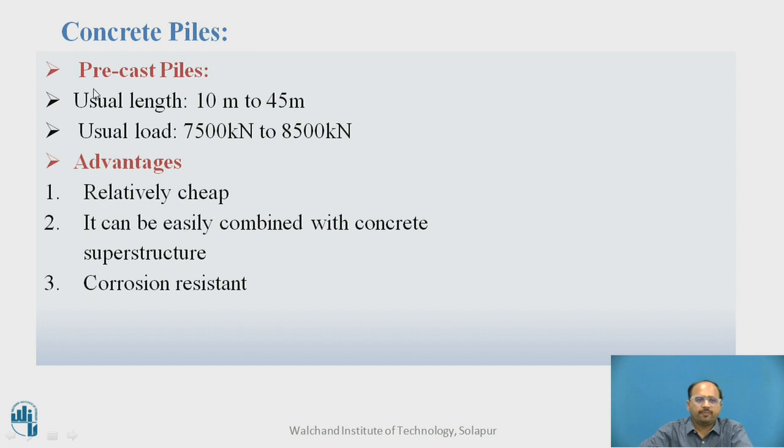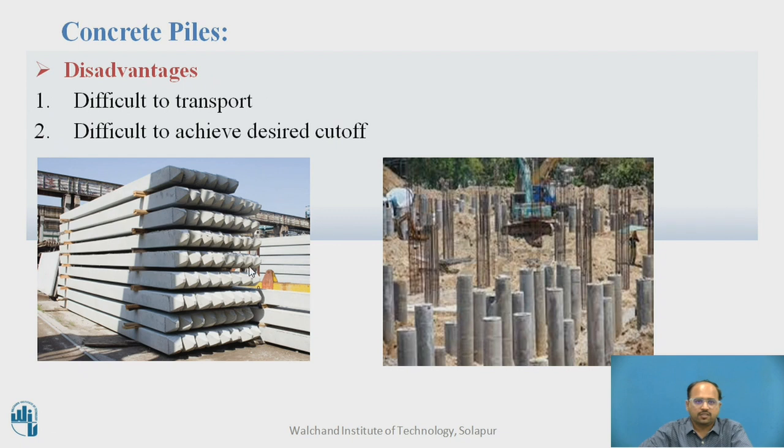Concrete pile. In concrete piles, precast pile, the usual length is 10 meters to 45 meters. The maximum usual load taken is 7500 to 8500 kilonewton. The advantage is that it is relatively cheap compared to steel pile. This concrete pile is relatively cheap. It can be easily combined with a concrete superstructure. It is corrosion resistant, but steel pile is not corrosion resistant. The major disadvantages are that it is difficult to transport and difficult to achieve the desired cutoff. These are the precast piles.